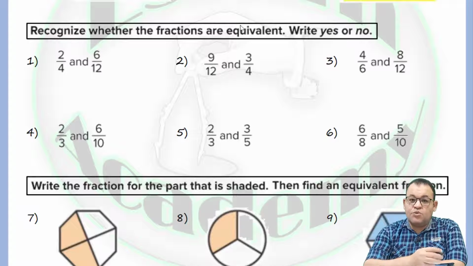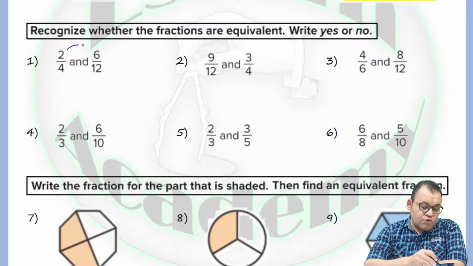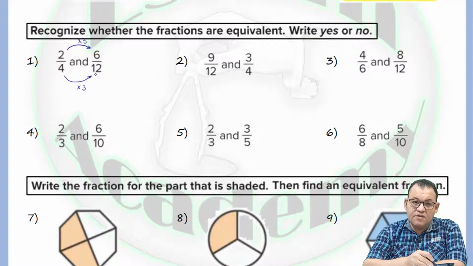We need to recognize whether the two fractions are equivalent or not. We have 2 over 4 and 6 over 12. We have two ways now to identify if they are equivalent or not. The first way is that we can start from 2 to 6. From 2 to 6, we just need to multiply by 3. Check if we multiply from 4 to 12. Is 4 multiplied by 3 equal to 12? 4 times 3 equals 12, and 2 times 3 equals 6. It means they are equivalent fractions.